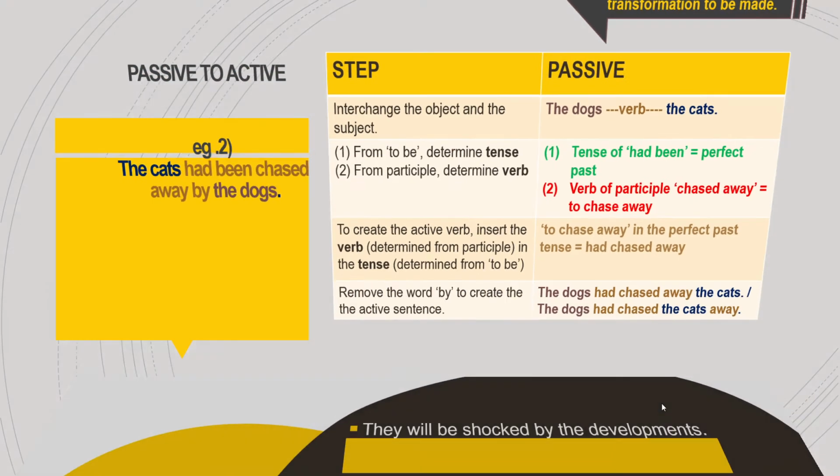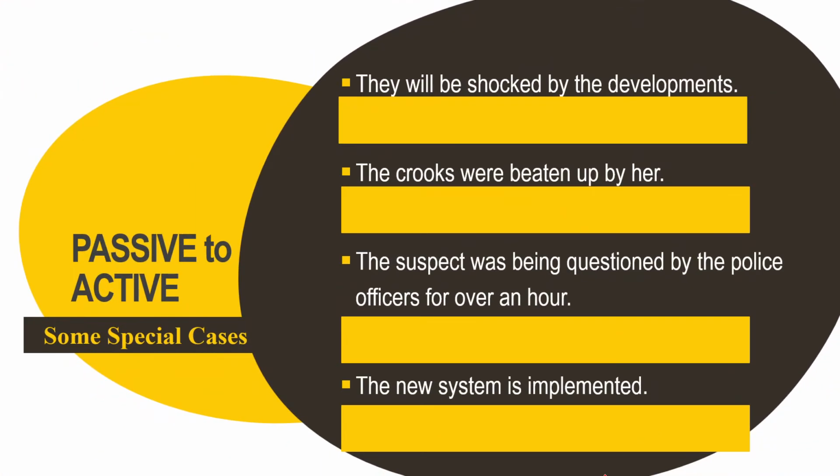Okay, now just as we had some special cases in the active to passive transformation, the same holds here from the passive to active transformation. Let's check it out. They will be shocked by the developments. By tells you it's a passive statement. So this will be shocked as the verb. Who is being shocked? They. So this is the object.